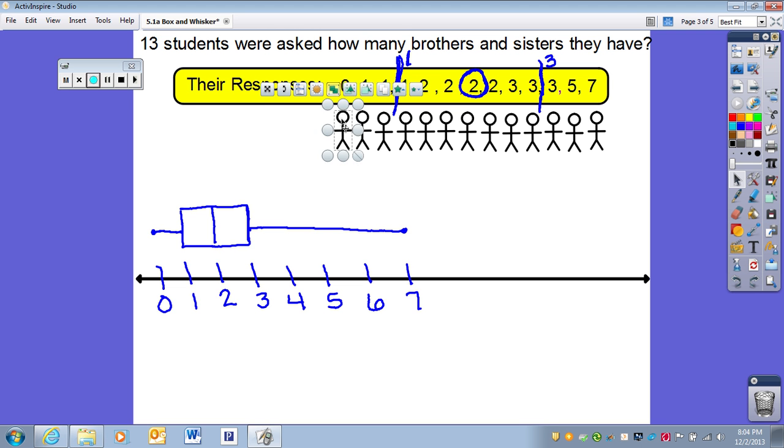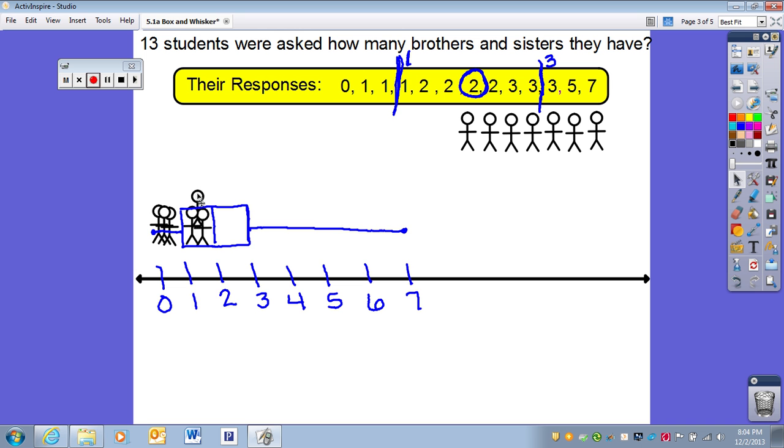were represented in this first section of data. There was 1 student who had 0 brothers and sisters, 1 student who had 1, and another student had 1. Then these 3 students are represented in this portion of the box and whisker plot, because one student had one brother or sister and the other two each had two. Then in this portion of the data, again, is 25% of the data.